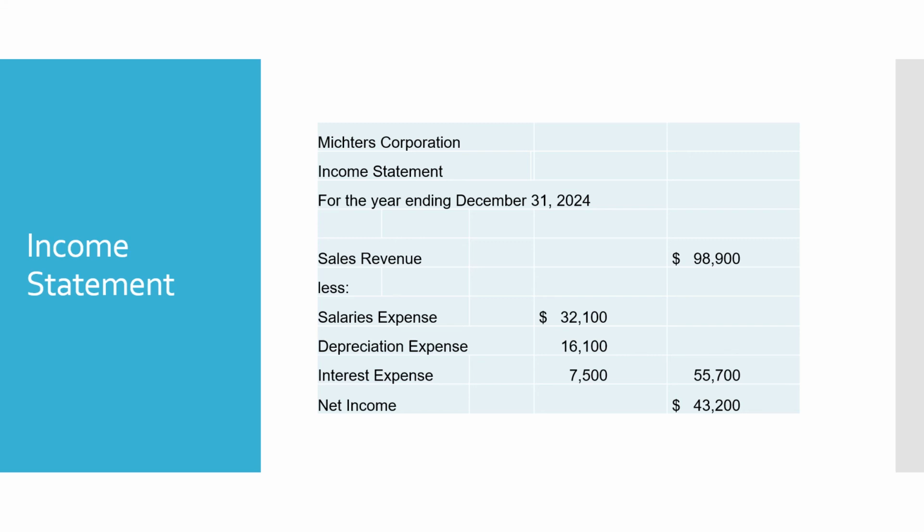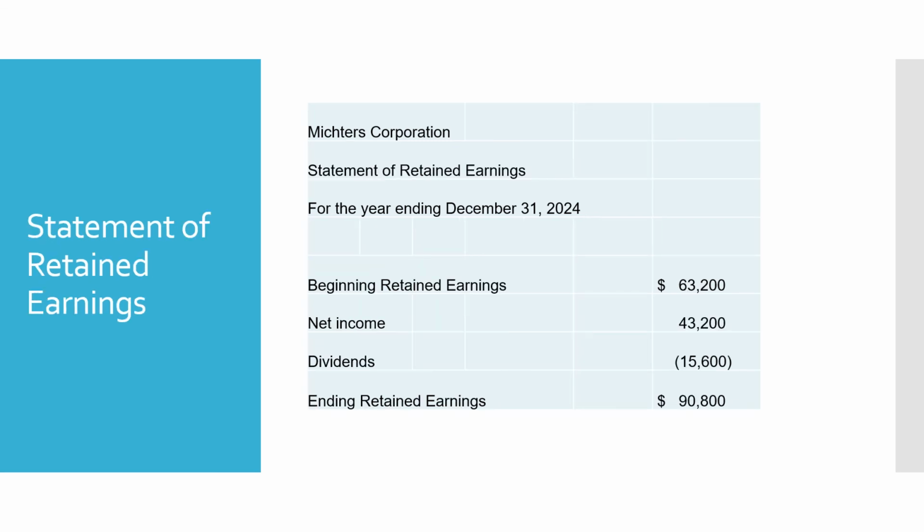So now we're going to take that net income number of $43,200 and use it in our statement of retained earnings. Our statement of retained earnings is also prepared for the year ending December 31, 2024. So we're going to begin the statement using the $63,200 number that was given to you as the beginning of the period retained earnings. We are going to add in the net income that we computed on our income statement, and we're going to subtract out the dividends.